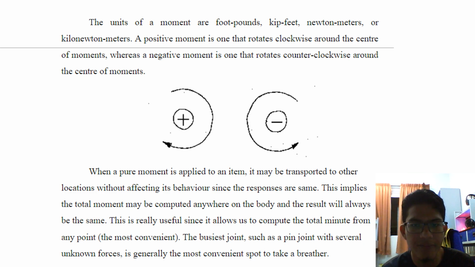A positive moment is a moment that rotates clockwise around the center of the moment, while a negative moment is a moment that rotates counterclockwise around the center. When a pure moment is applied to an item, it may be transported to another location without affecting its behavior because the response is the same.